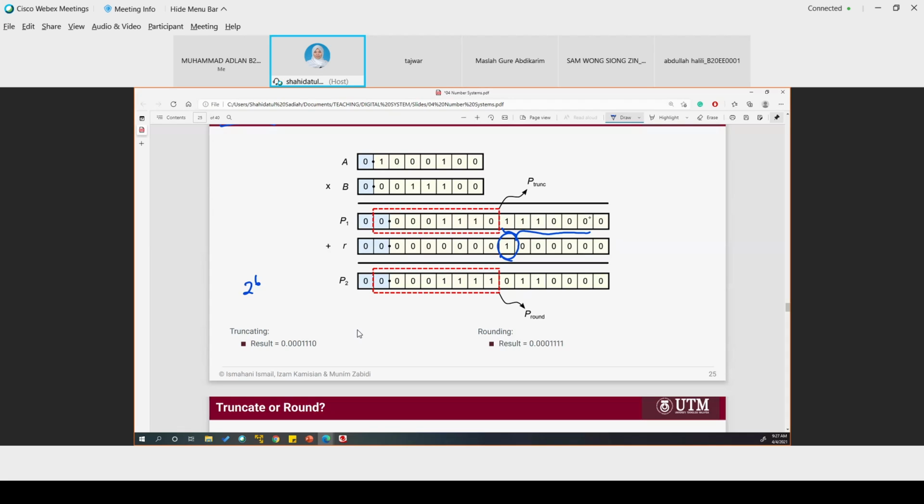So it will produce a number that is closer to the actual number. This is the actual number, and when we truncate the number from 7 to 14, we have to round the number to make it close to the actual number.